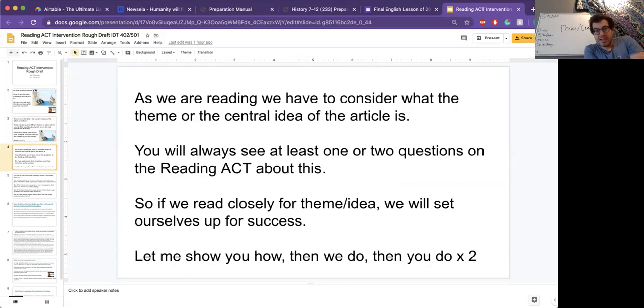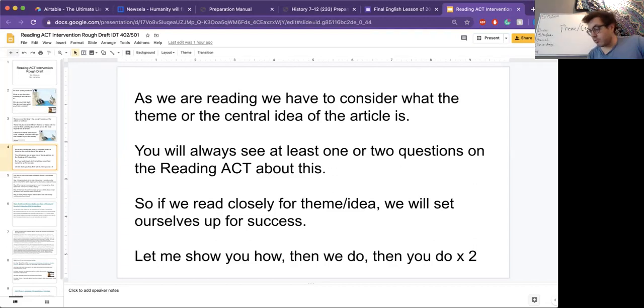So when we're doing the Reading ACT, every single passage, you're going to see a question that relates to either theme or central idea. They use those 2 terms interchangeably. That means theme and central idea are more or less the same thing all the time. So if we read closely for theme and central idea, we're going to set ourselves up for success. There are about maybe 10 questions per passage, and probably 2 will be about either one of these 2.